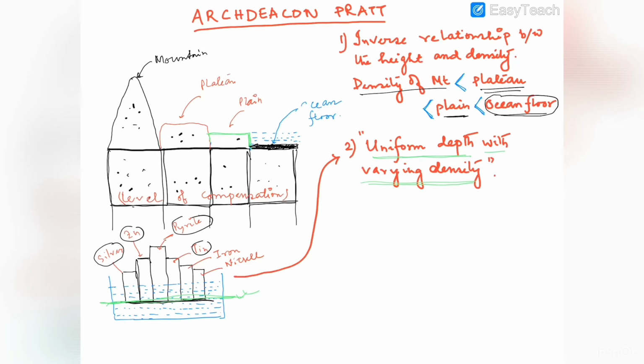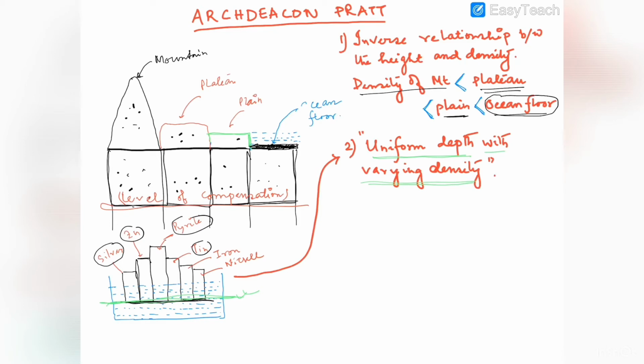So in the end, we can say that Pratt's concept of isostasy was actually based on the law of compensation and not the law of flotation. According to Pratt, different relief features are standing only because their respective mass is equal along this line of compensation, and it is because of their varying densities.